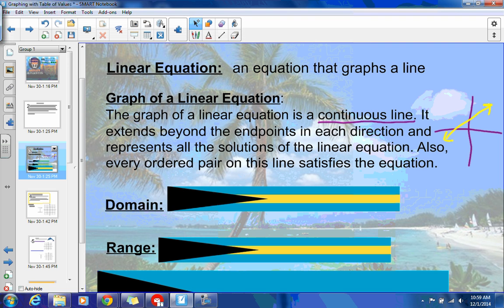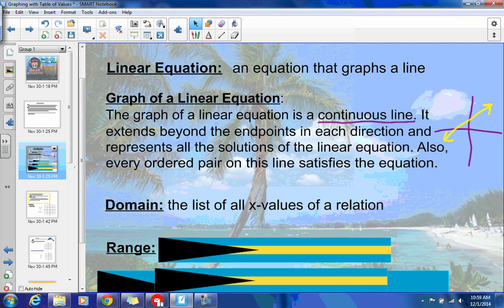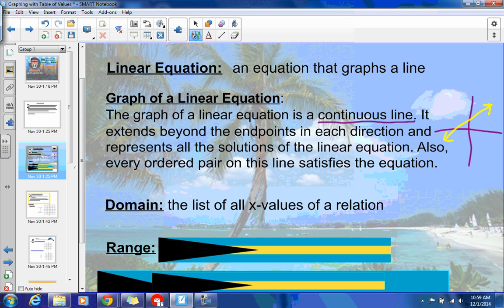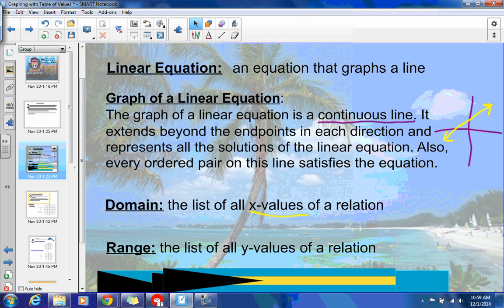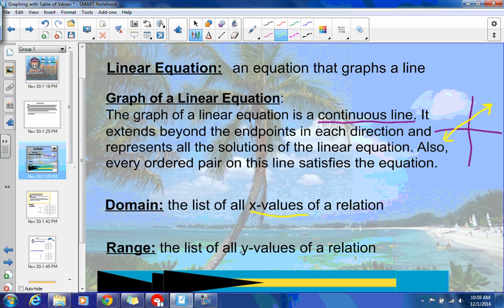All right. And the other two, hopefully you remember, domain is the list of the x values. So if we're talking about domain, that's the x values. And then range would be the list of the y values. So domain versus range, x versus y. We usually think of x coming before y.